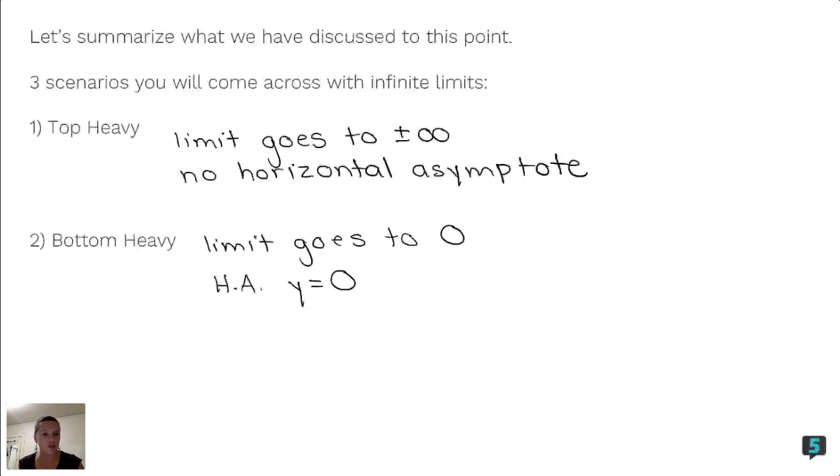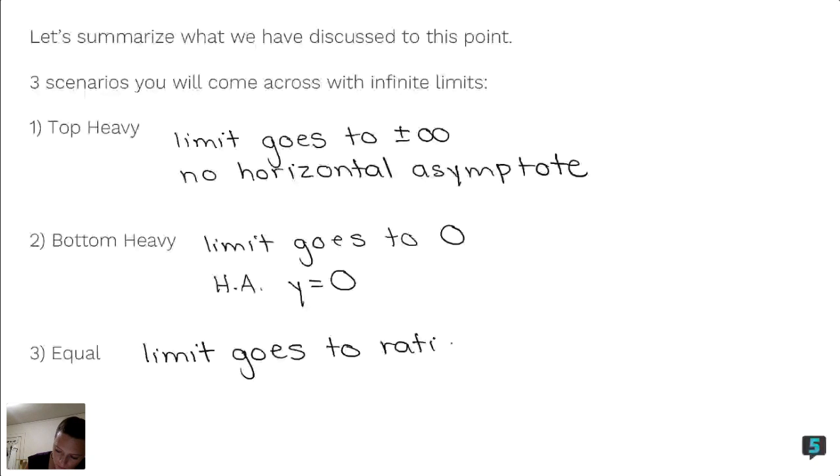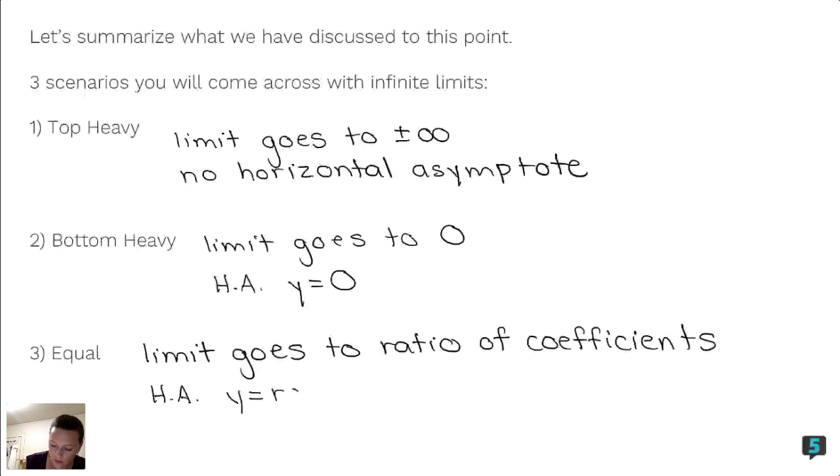And then we come across a situation where our exponents are equal, or the term in the numerator is growing just as fast as the term in the denominator. And in this case, we said that the limit goes to the ratio of the coefficients. And that's going to lead us to a horizontal asymptote, y equals the ratio of those coefficients.